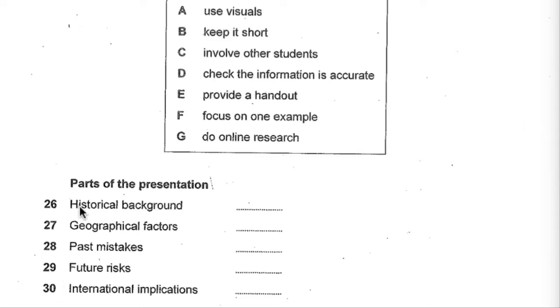Okay, so important thing is you make a note of these. Historical background, geographical factors, past mistakes, future risk, international implications. Visuals, keep it short, involve other students. So read all these options silently. Now listen and answer questions 26 to 30.